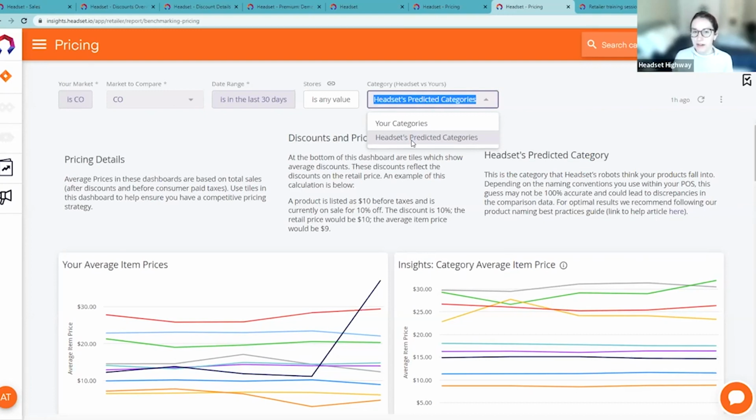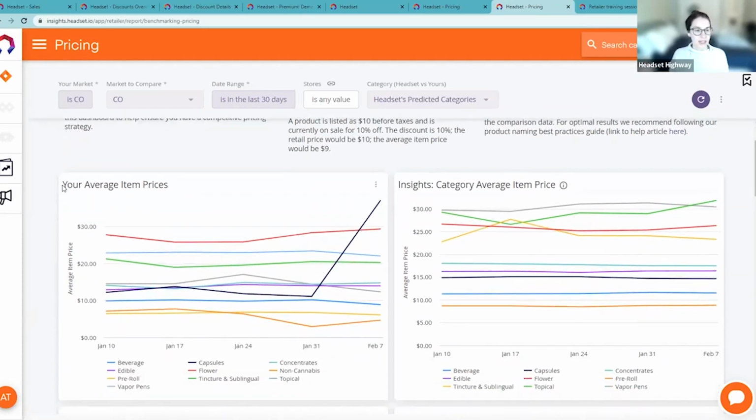So depending on your naming conventions you use within your point of sale, this guess may not be 100% accurate, but it could be pretty good to kind of compare apples to apples instead of maybe pears to apples. So sometimes we do suggest if your categories are much different from Headset's categories, you could use Headset predicted categories. Otherwise, if you wanted to just look at your categories compared to ours, you could do that as well. For today, I'm going to choose Headset predicted categories.